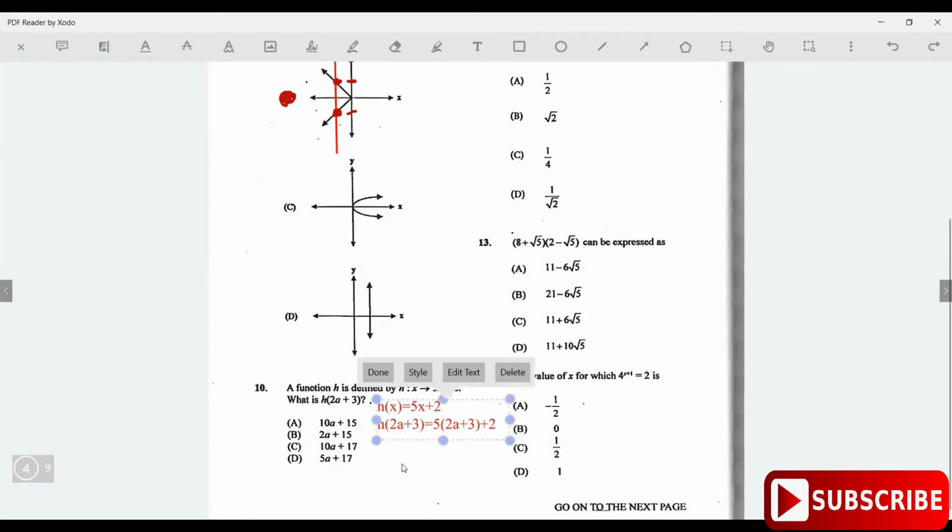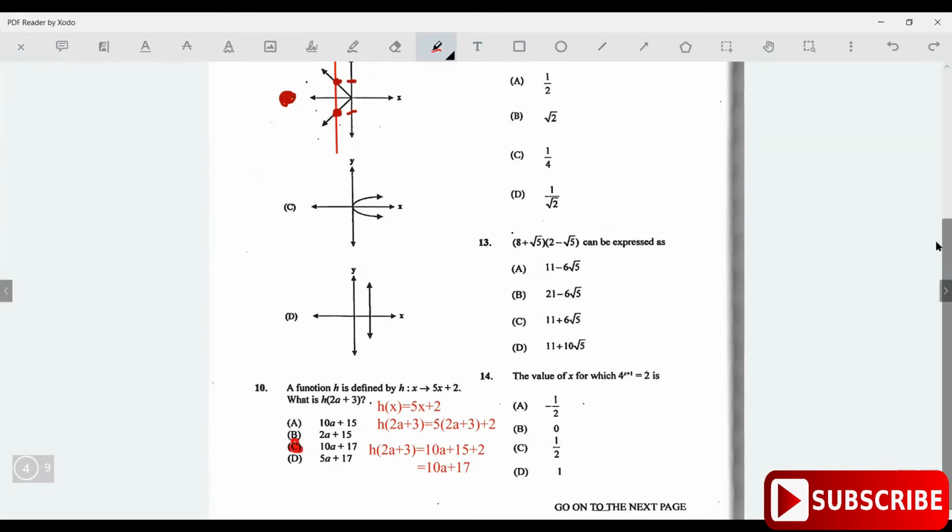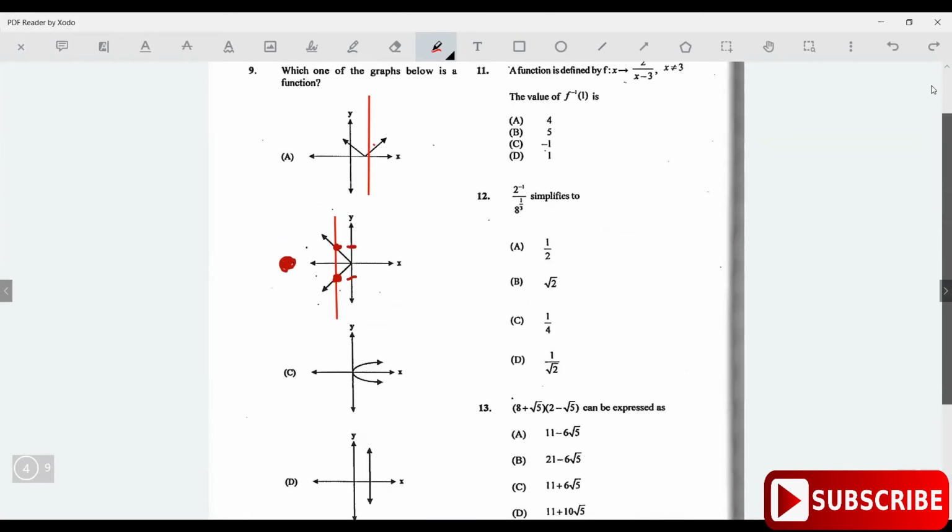So when we do that, h of 2a plus 3 is equal to 5 times 2a, which is 10a, plus 15 plus 2. And so h of 2a plus 3 is equal to 10a plus 17. Nice and easy. That's 10a plus 17, which is option C. Nice. What to do next?